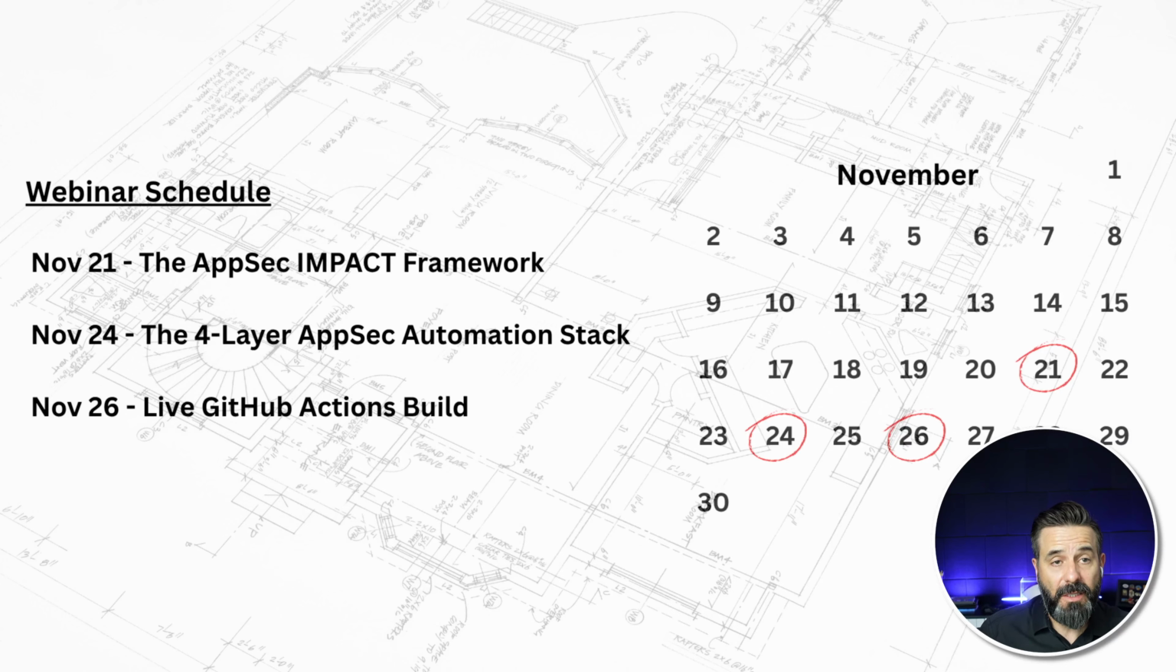First of all, this is the first installment of a 3-part free webinar series. And this is all about helping you understand how to develop security programs that secure AI developed applications. So the first one is today. That's the one you're listening to right now. It's called the AppSec IMPACT Framework.